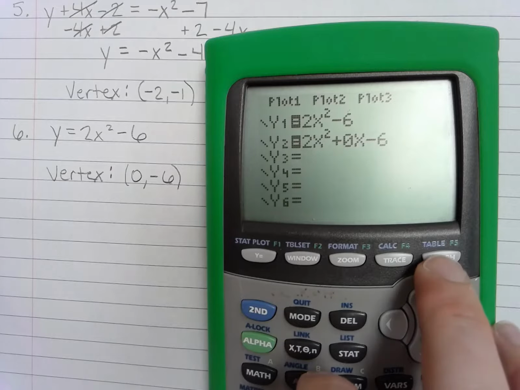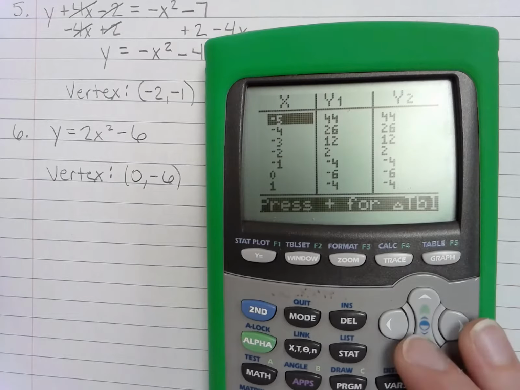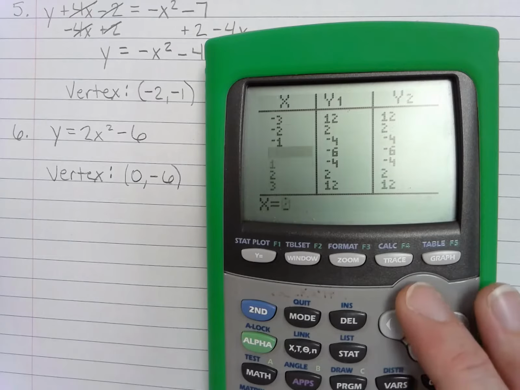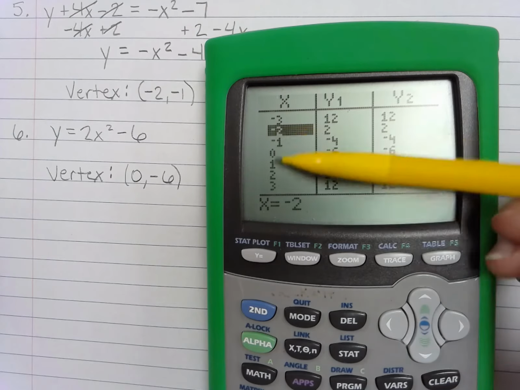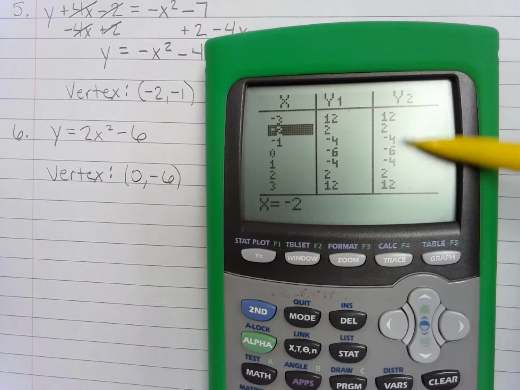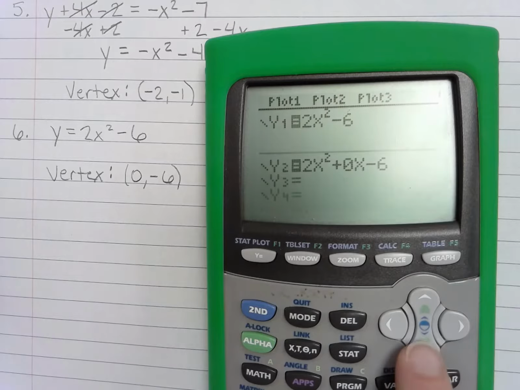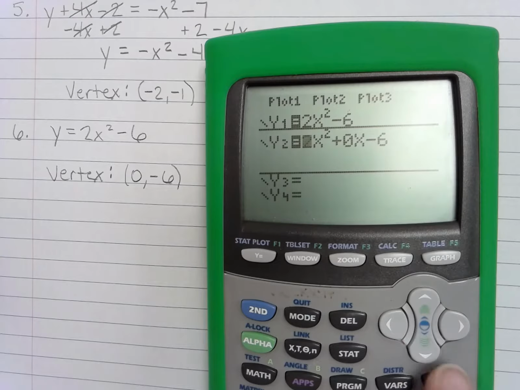Press second and then table and scroll up and down until you find the numbers that we needed in our x column. So here, -2 to +2, those are our y values. And if you notice, because we put in that second function, they are the same. So it's not necessary to have both of those if you want to clear those out.